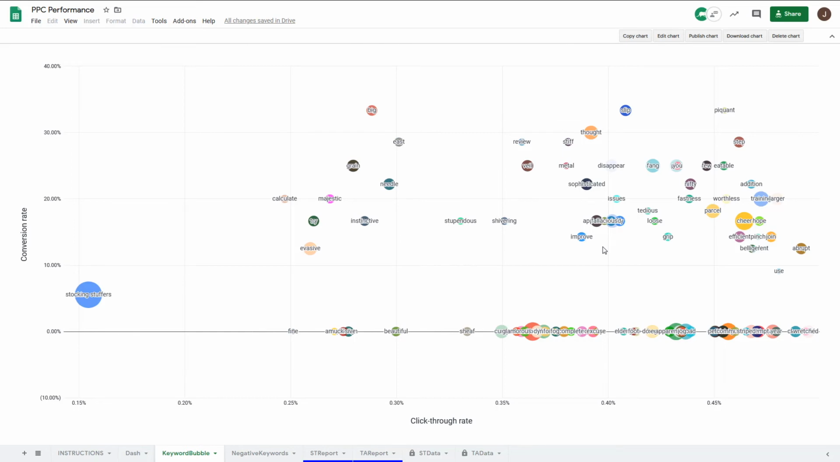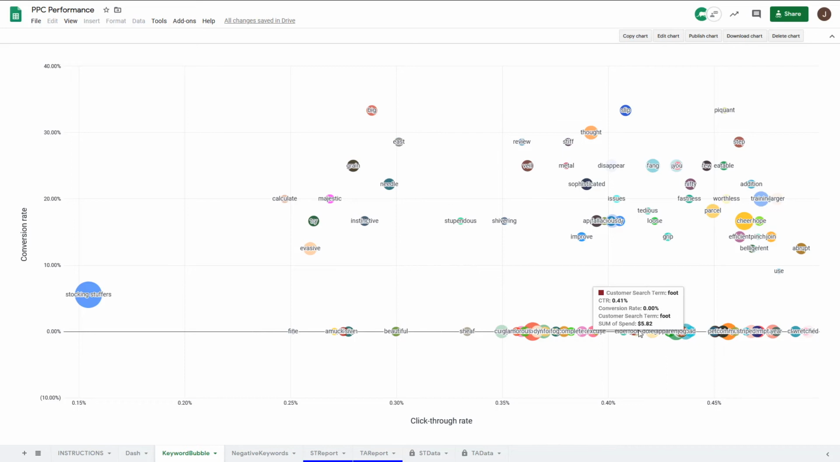So for starters, look at these guys kind of just sitting here on the horizontal axis. It's like they're sitting down, being lazy, right? They're just resting on the horizontal axis. These are all the keywords that haven't converted at all. The conversion rate is 0. Most likely the ones just camping out here on this line, they require some type of action from you.